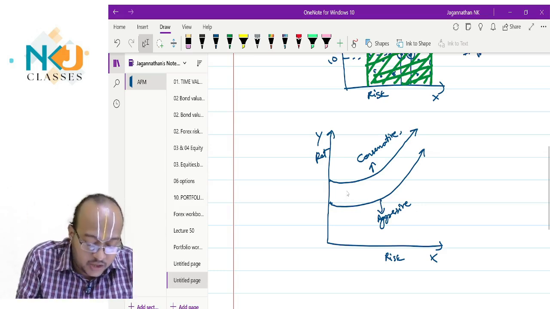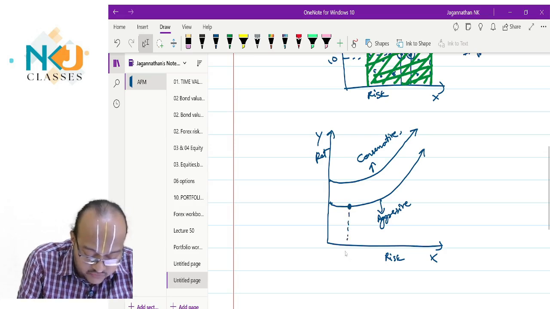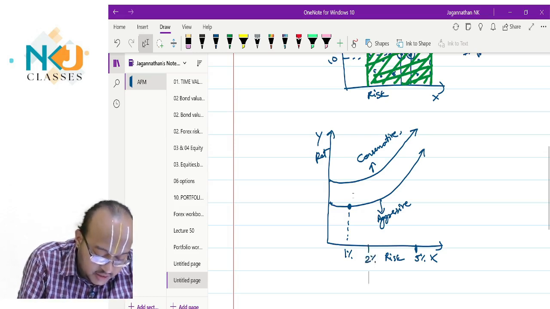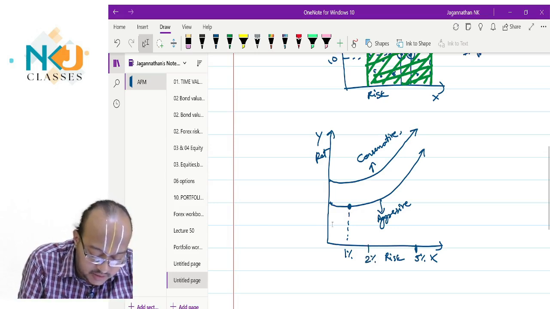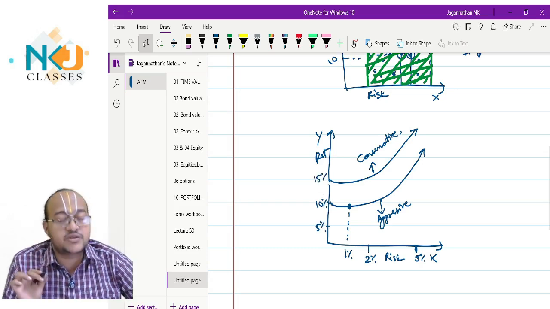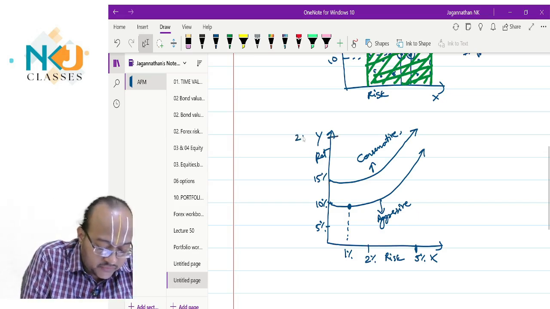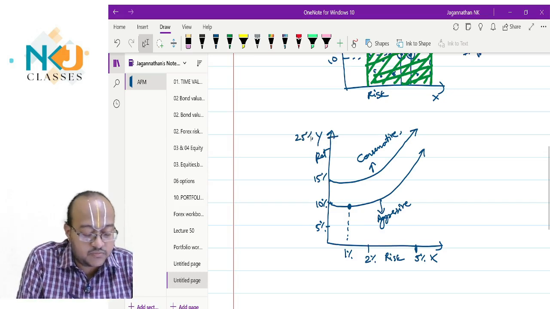Now any given point, assume this point you are taking, correct? This is 1% risk. This is 5% risk. This is 2% risk. Now see, for any given point 1% risk is there. For an aggressive investor, this is 5% return, this is 10% return, this is 15% return. Can we assume this? This is 25% return. Like this, can we assume?